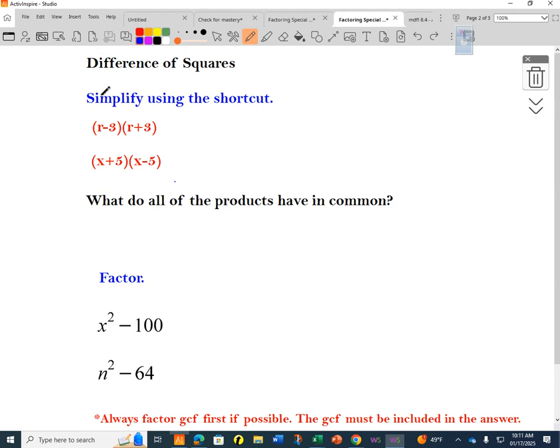All right, so the other special products are difference of squares. These are difference of squares. Perfect square minus a perfect square. All right. We learned that if we saw two identical binomials, except one was subtraction and one was addition, that we could use a shortcut to multiply these. Does anybody remember what the shortcut is?